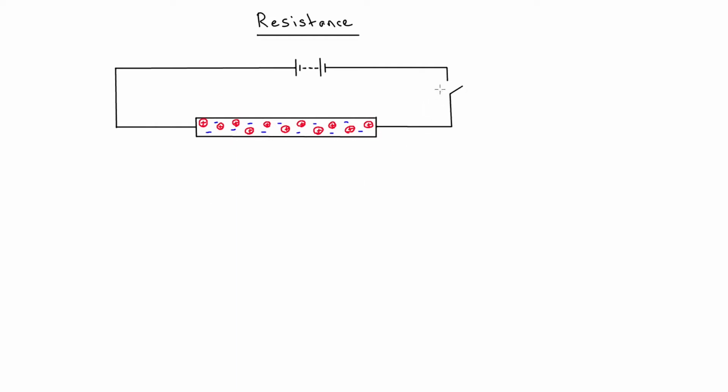Now then, if we close this switch, then what will happen is the electrons will feel an electromagnetic force as they are attracted towards the positive terminal of this power supply. So as soon as we close this switch, the electrons immediately begin to experience a force towards the positive terminal, which will be there, and there'll be the negative terminal.